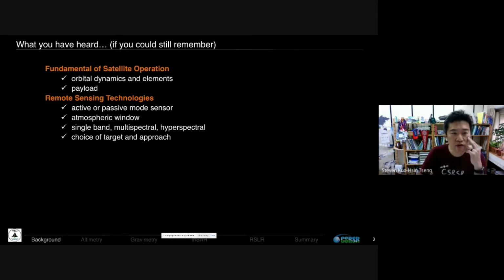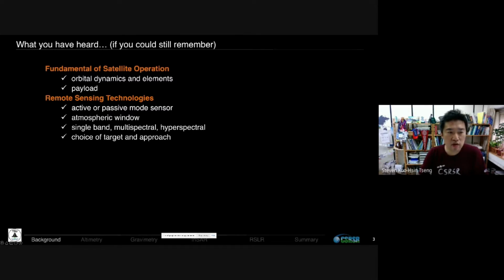So for example, to measure the sea surface, we use an active sensor. We use a microwave sensor, but probably in the past few weeks, you learned how to monitor the surface reflectance, the radiance of the atmosphere and so on. They use mostly the passive mode sensor. So today we're going to use an active sensor to measure the distance between the satellite and the surface, so either radar or laser.